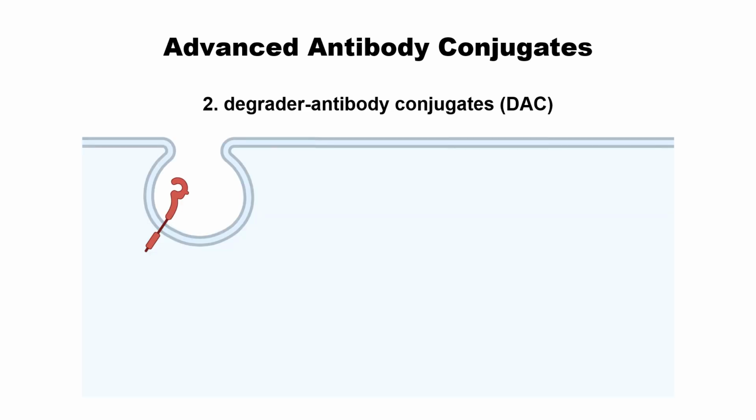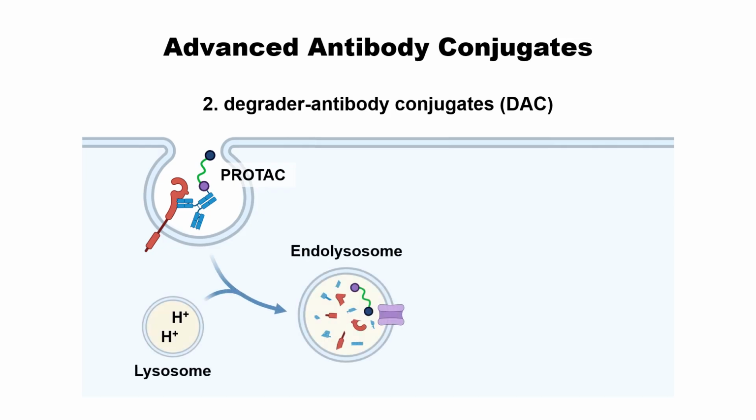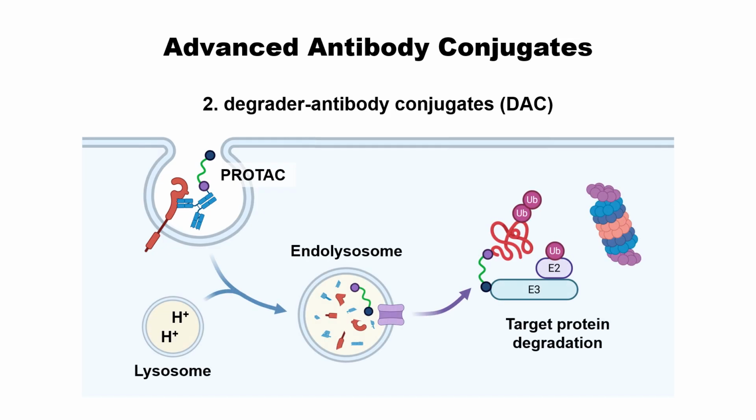Another possibility is not a cytotoxic chemical, but a degrader conjugate. In this case, a PROTAC molecule can be bound to the antibody, and then this PROTAC compound is released, and eventually this can attract the E3 ligase and physically destroy the target proteins. This is a PROTAC antibody conjugation system.